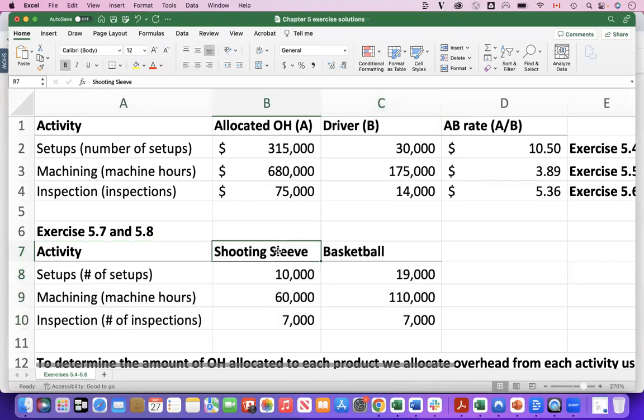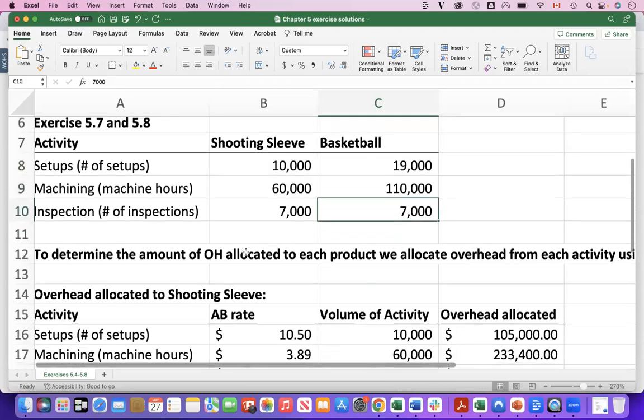So the shooting sleeve, to produce all the units of the shooting sleeve, they incurred 10,000 setups, they used 60,000 machining hours, and they incurred 7,000 inspections. For the basketball, they utilized 19,000 setups, they incurred 110,000 machine hours, and they used 7,000 inspections.